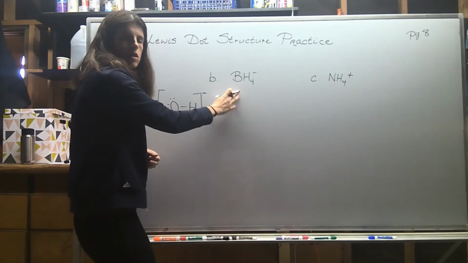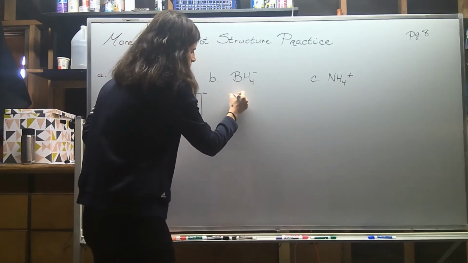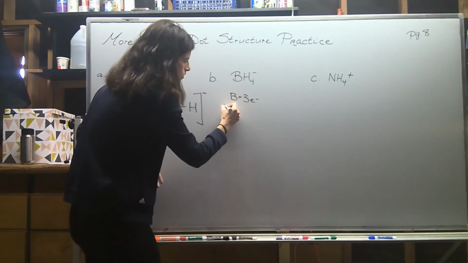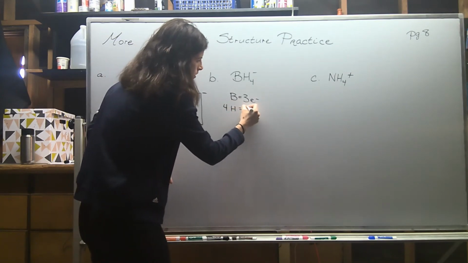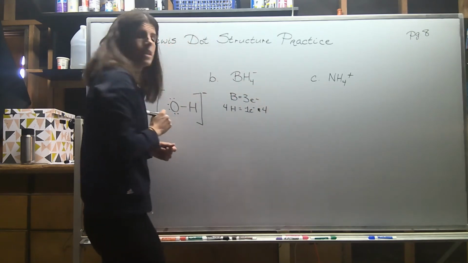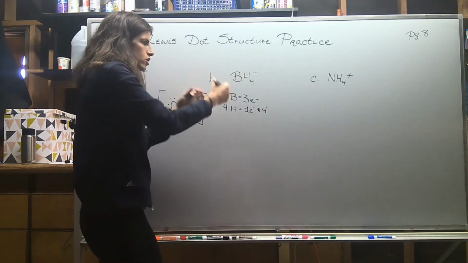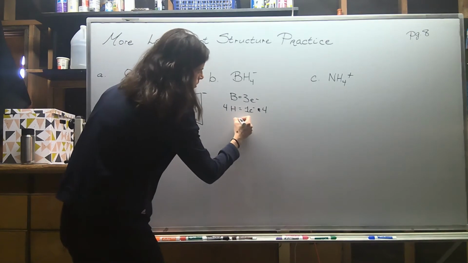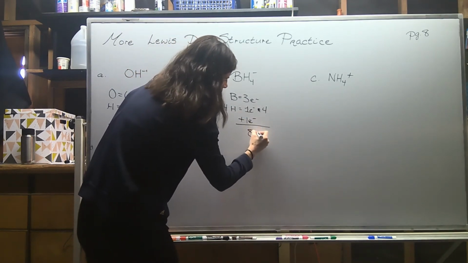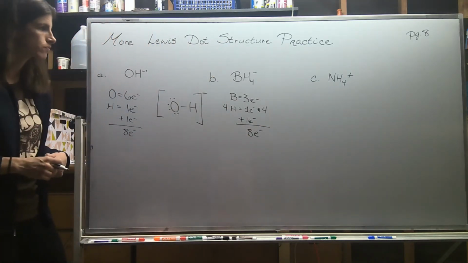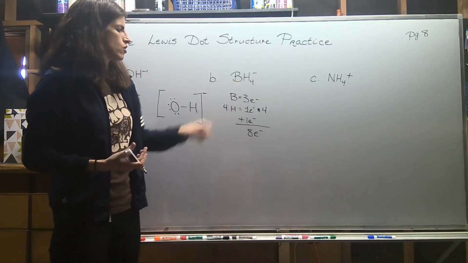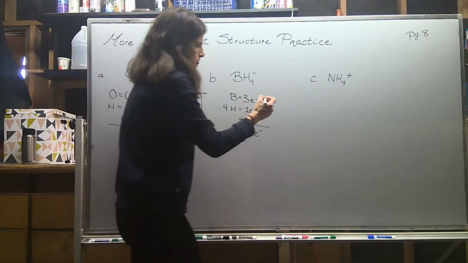We have boron. Boron's in group 3. 4 hydrogens. So group 1, so 1 electron times 4. And then there's a -1 charge. The species picked up 1 extra electron. So we'll do plus 1 electron for a total of 8 electrons. Hydrogen can never be our central atom because it only bonds once.